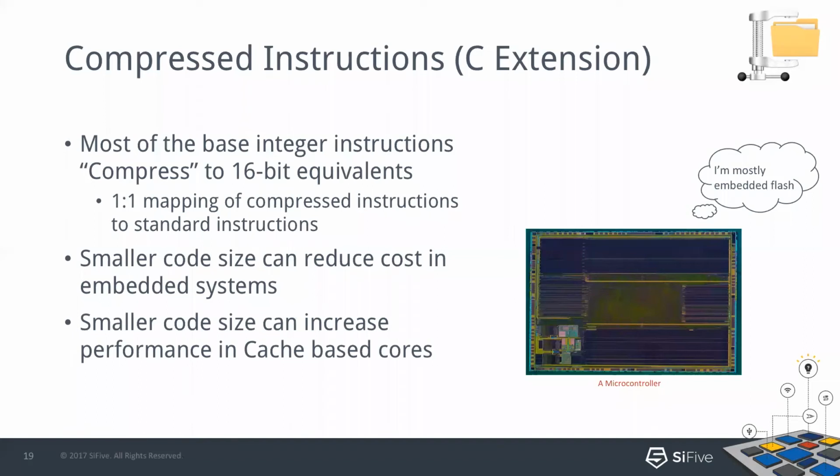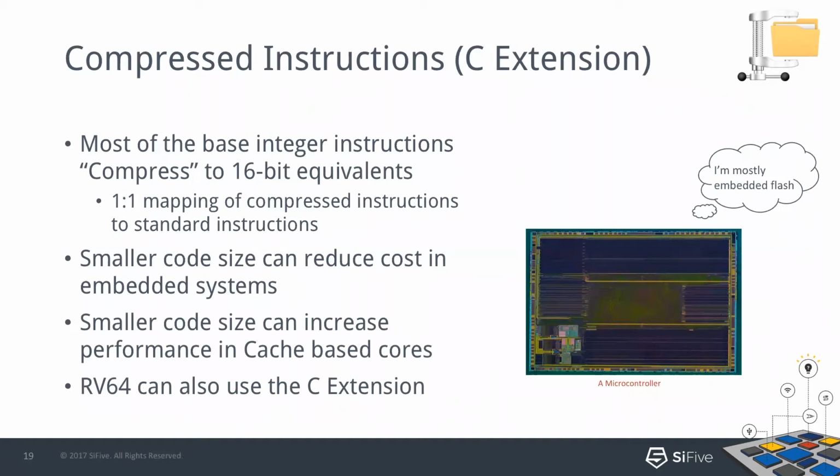Compressed instructions can also result in increased performance in cache-based systems. The cache is a finite resource, and if my instructions are half as wide, then I can fit twice as many of them in cache, thereby increasing performance.